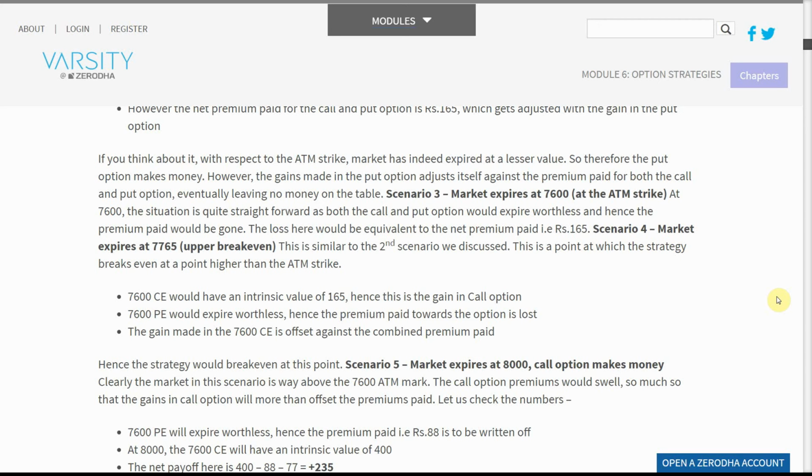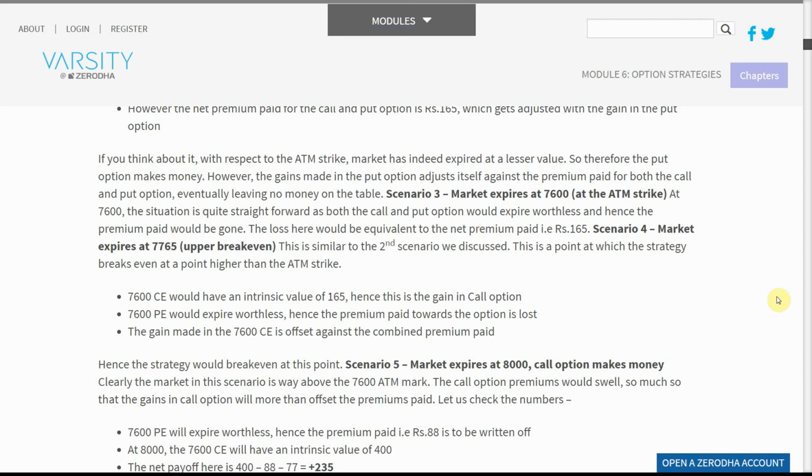Scenario 3: market expires at 7,600, at the ATM strike. The situation is quite straightforward, as both the call and put option would expire worthless and hence the premium paid would be gone. The loss here would be equivalent to the net premium paid, i.e. 165 rupees.